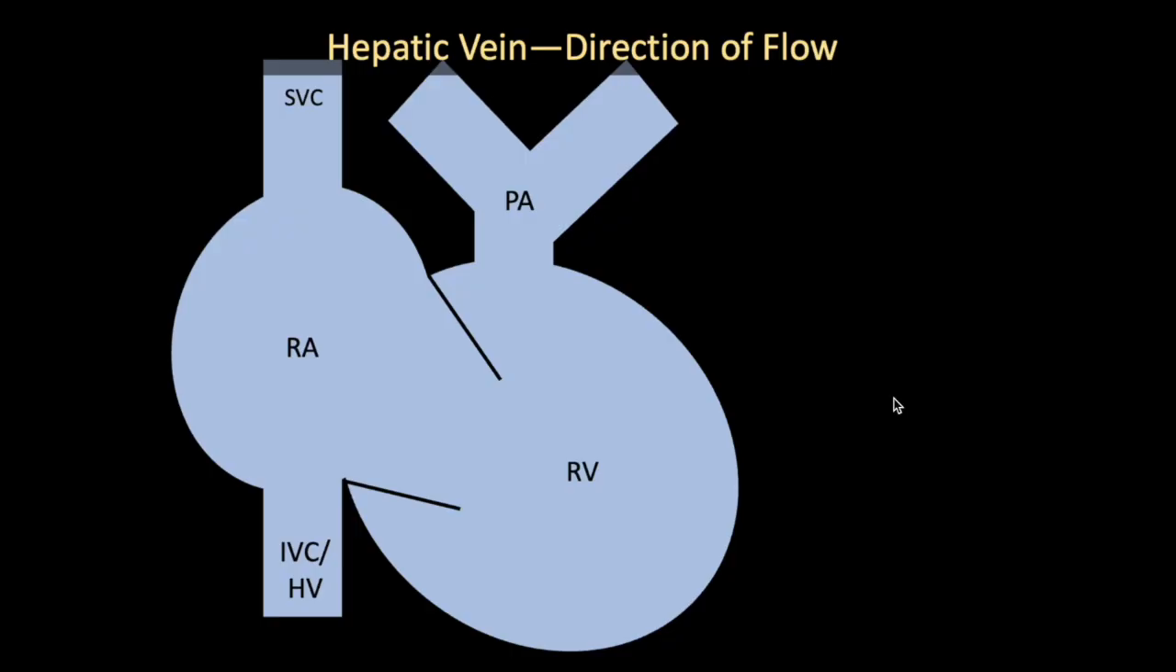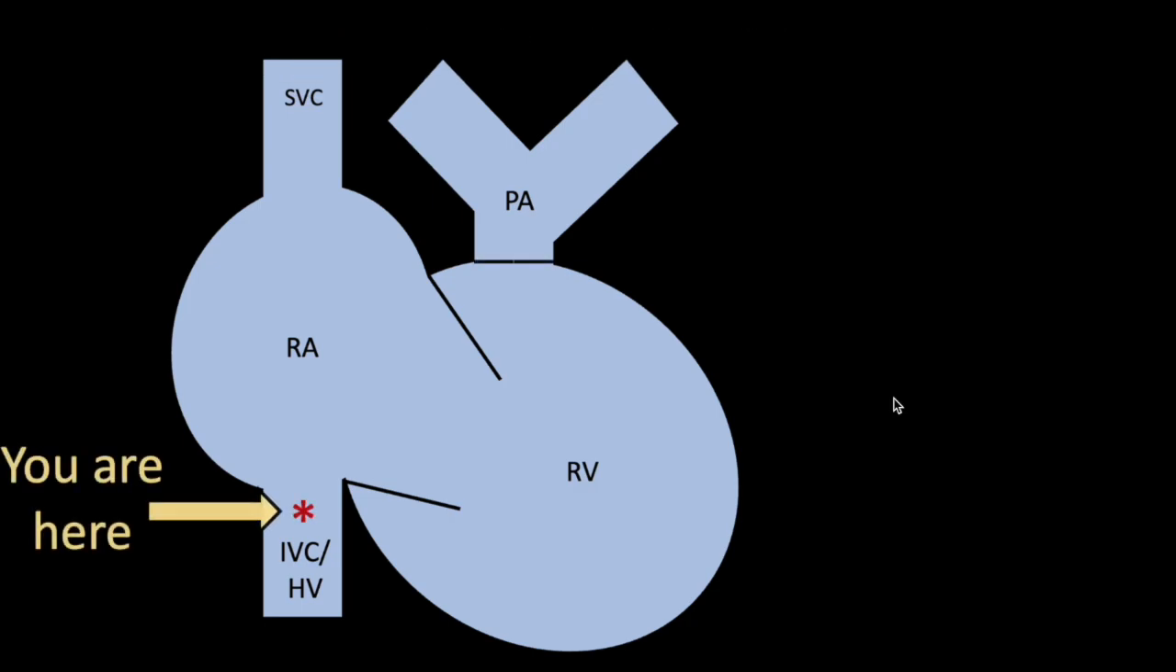Now the hepatic vein is much more complex than the portal vein and hepatic artery. And so I thought I would just create this kind of illustration to show what it's like. When you're thinking about hepatic vein or the IVC, you just imagine yourself right here where this asterisk is, and here's the right atrium, here's your SVC, and here's your right ventricle and your pulmonary arteries.